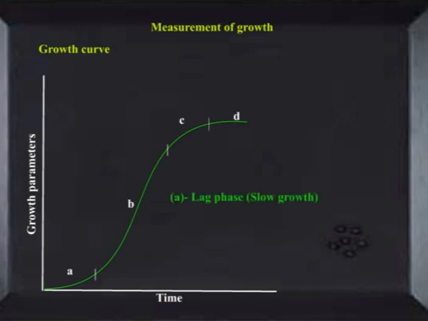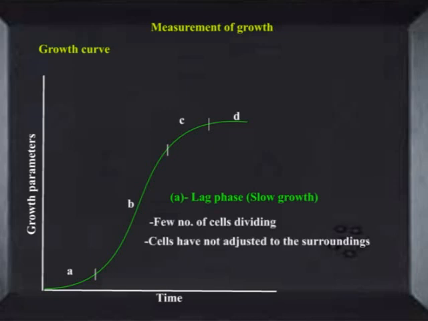Part A is called the lag phase, which is a slow phase of growth, and this is the initial phase during which little growth occurs. The growth rate is slow due to the fact that the number of cells dividing are few and the cells have not yet adjusted to the surrounding environmental factors.